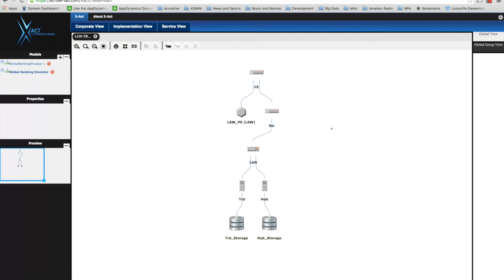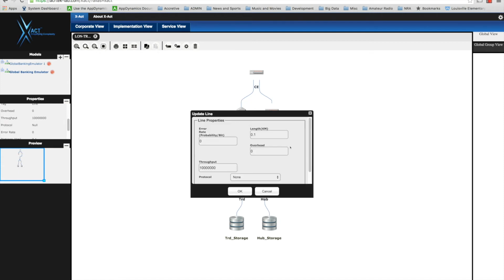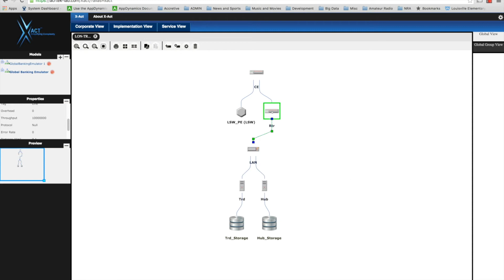In the London data center, we see that we have network equipment. We have a router here, a router there. They're all connected by lines. These lines represent network connections, and they have properties on them, which we can select. You can see the distance, any overhead, any error rates, the throughput, protocol if any is specified. Same with the routers, and then we have a switch, and attached to the switch we have two servers which have storage attached to them.